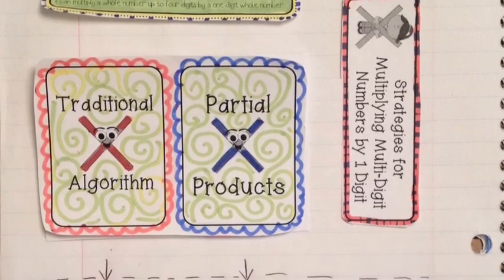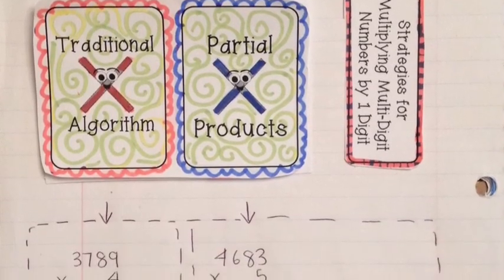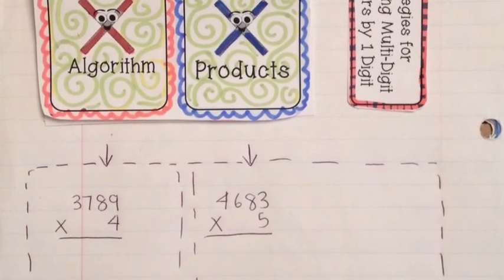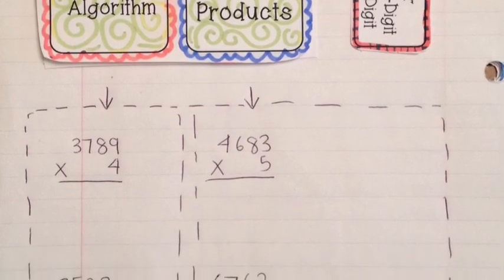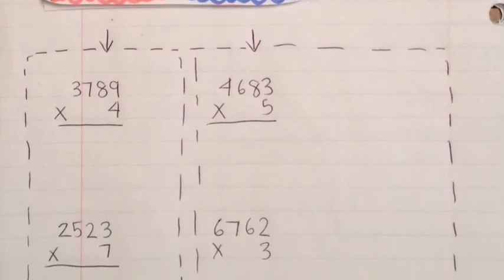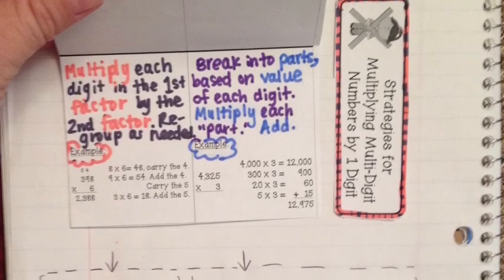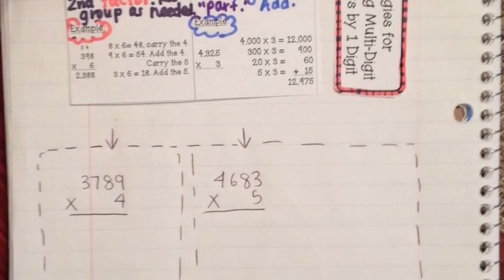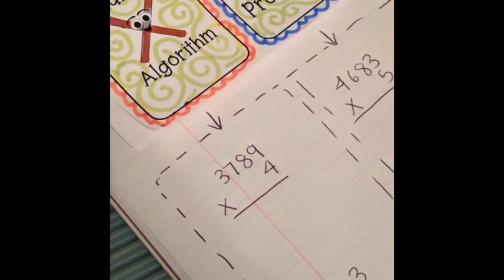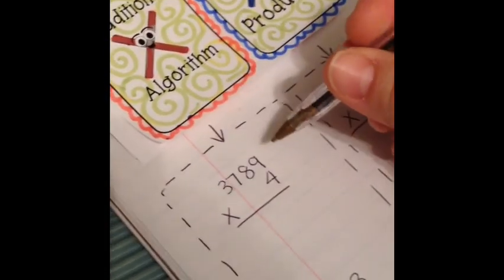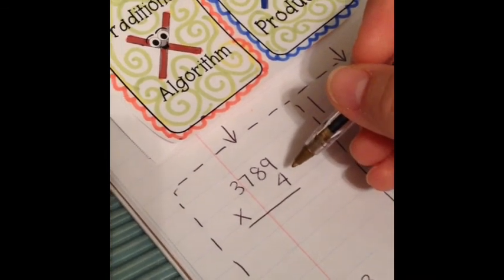Now that we've covered both the traditional algorithm and partial product method, take a minute and get your interactive notebook set up. And in just a few minutes, we're going to do the practice problems together. So you can pause the video, get your notebook set up, and then come on back and we'll work through the problems together. Okay? Okay, so the first problem I'm looking at is 3,789 times 4.